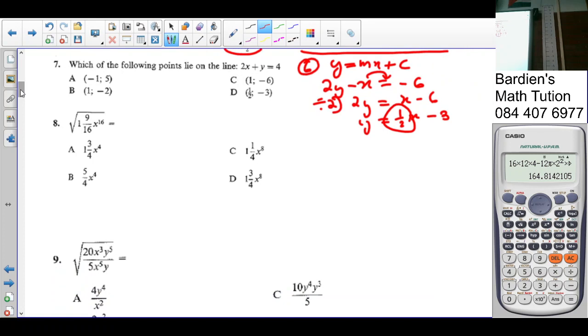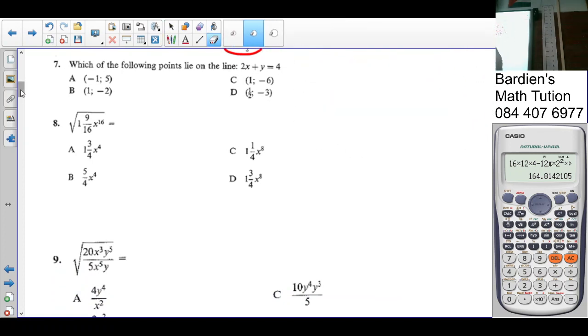Let's look at number 7. So what do you notice? I don't look at the answers first and then choose. I work it out and then choose. Which of the following points lies on this line? We've got 2x plus y is equal to 4. What I do is I substitute the point into the equation on the left hand side. So we've got 2 times negative 1 plus 5. If the answer is 4, it lies on the graph. If it's not 4, it does not lie on the graph. So that's going to give you negative 2 plus 5, which is 3. So that one does not lie.